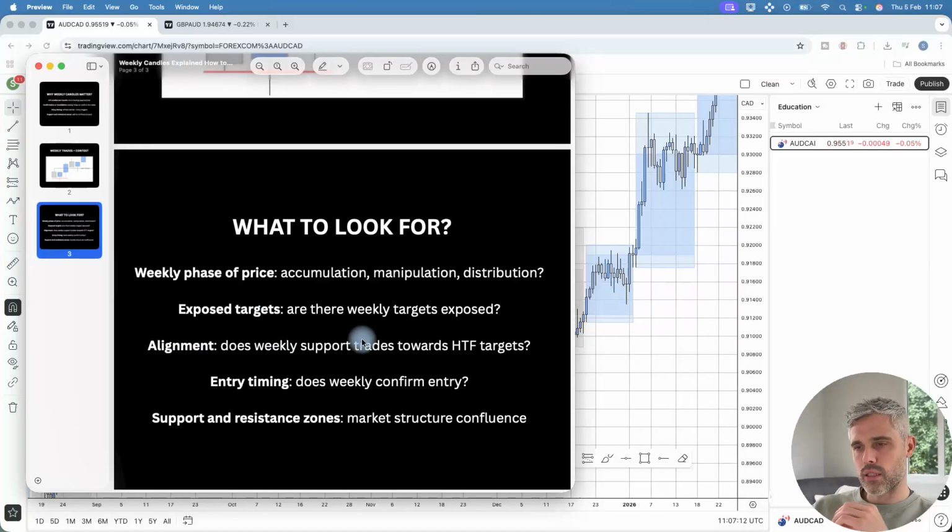Alignment. Does the weekly actually support your higher time frame, 2-week and monthly trades? Or is it in conflict? Entry timing. Is there a reason to wait on actually executing your trade? Is the weekly saying something that you're missing on the 2-week? Then again, we'll look at market structure.